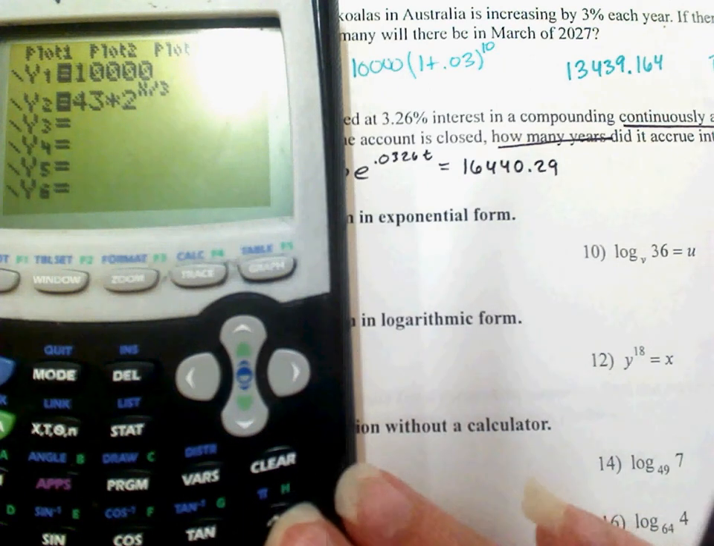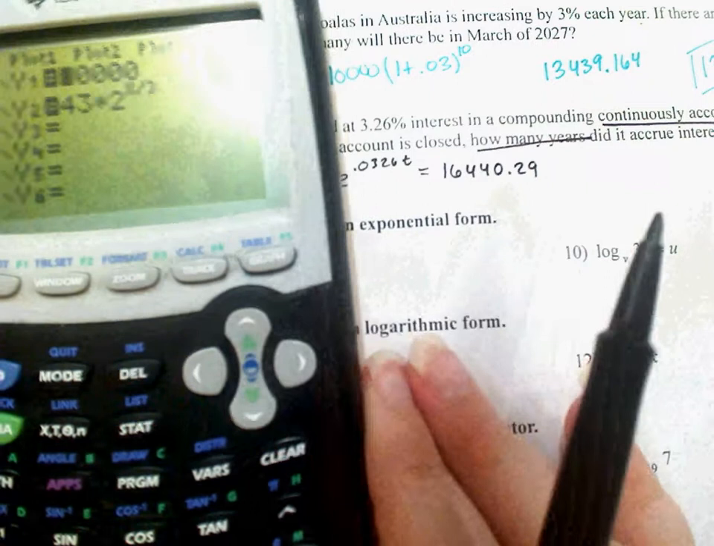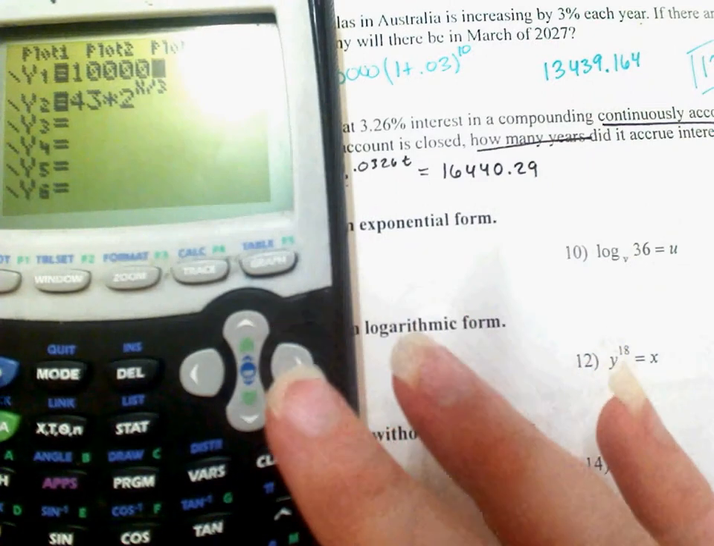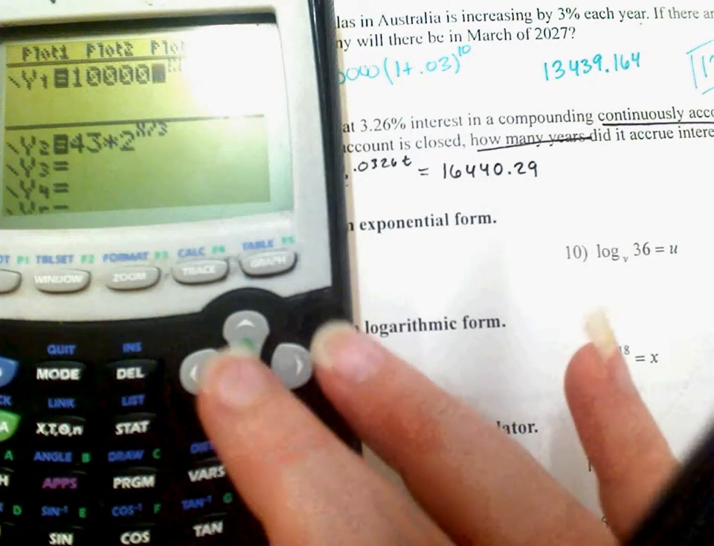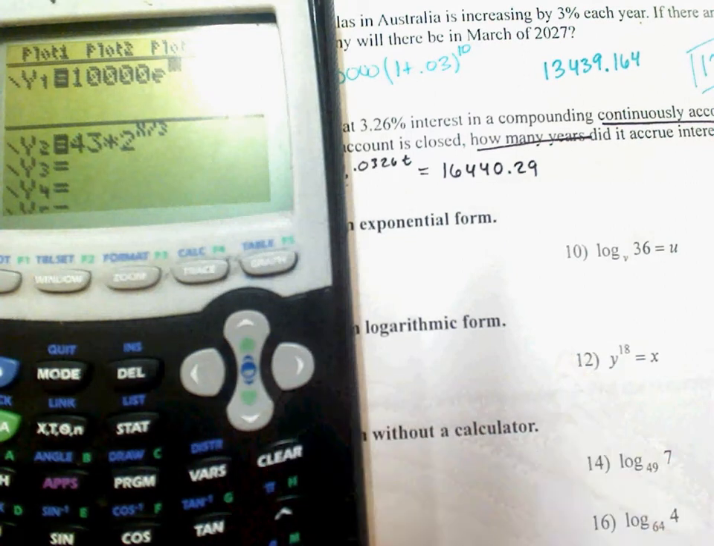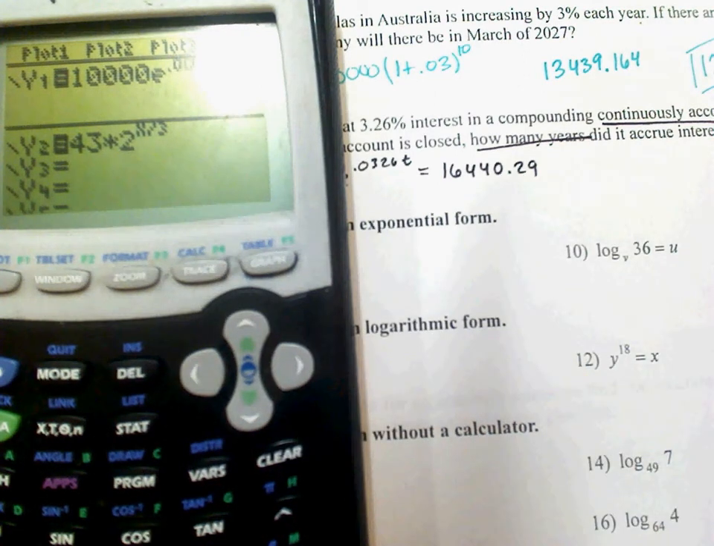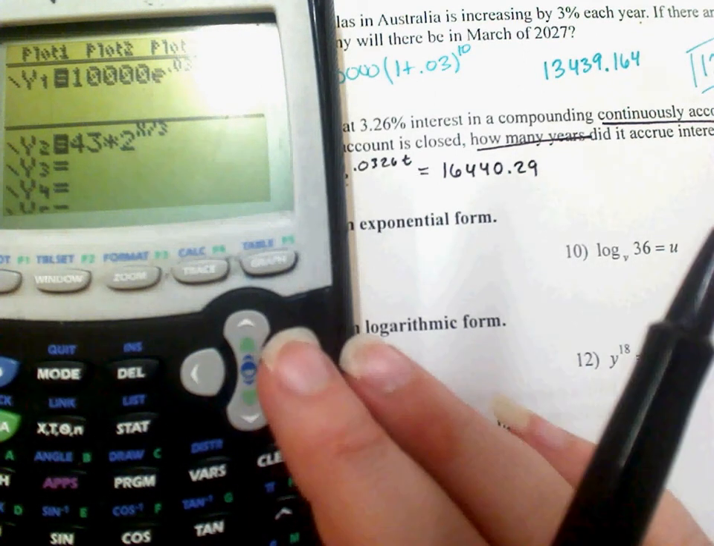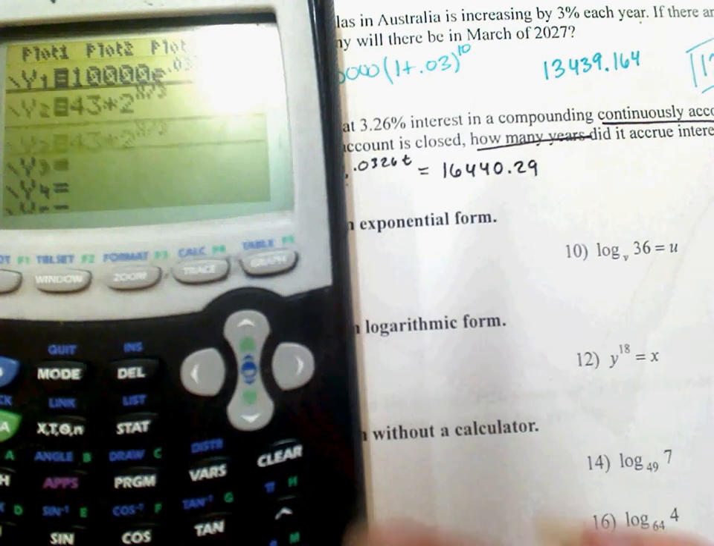10,000 e, not that, e raised to the 0.0326 x, and then I want to know when it equals 16,440.29.